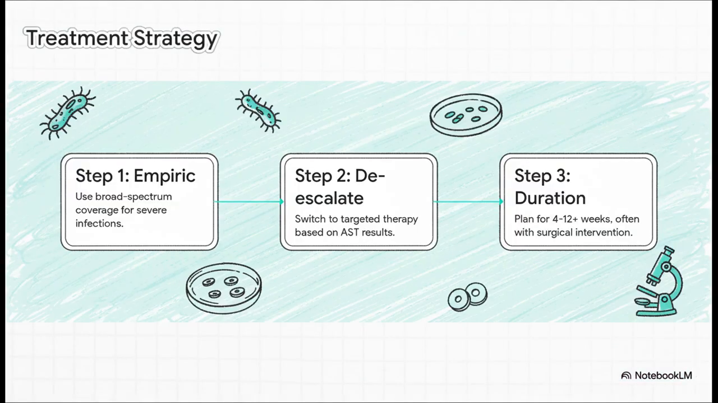So what on earth do clinicians do? Well, it takes a really logical, step-by-step approach. For a really sick patient, they'll start with something broad spectrum. Then, once the lab calls with the ID and the MIC value, they can de-escalate to a targeted drug, usually high-dose penicillin or ceftriaxone if the MIC is nice and low. And you have to remember, treatment is a marathon, not a sprint. We're talking weeks, even months, for these deep-seated infections.